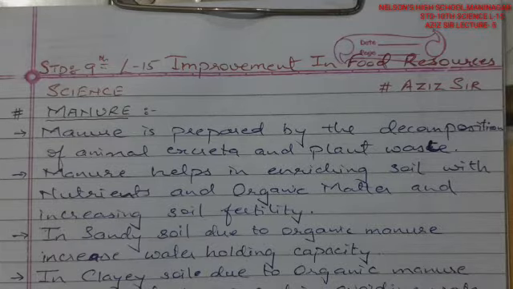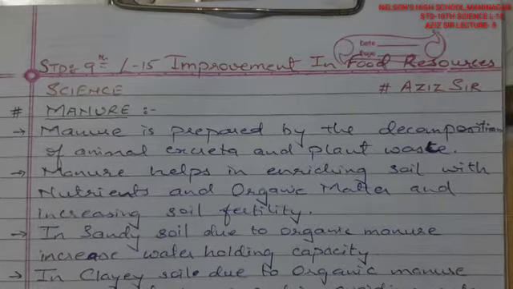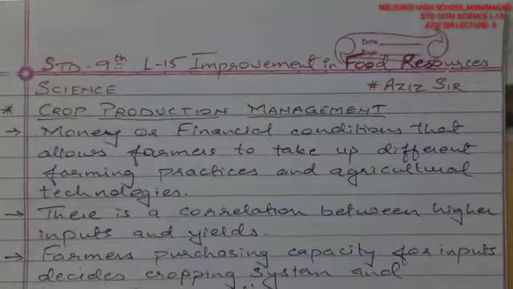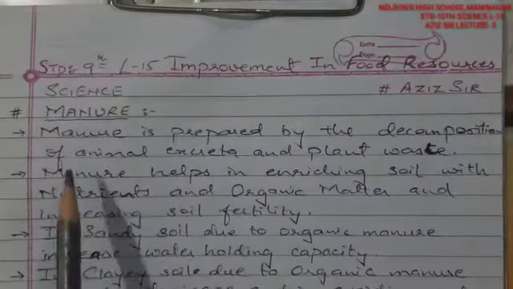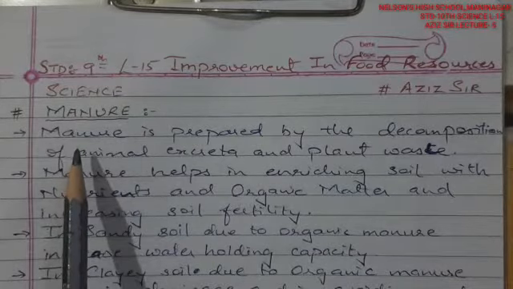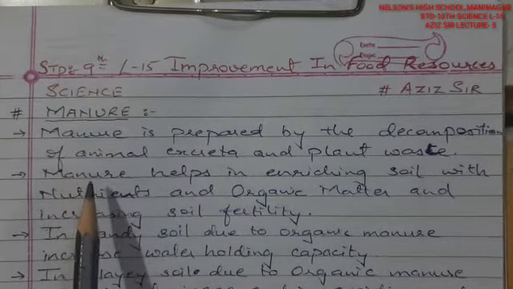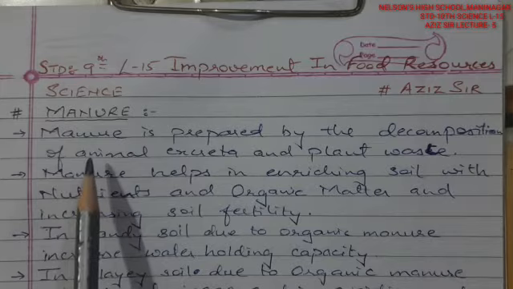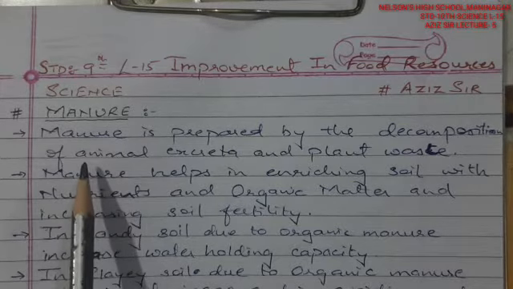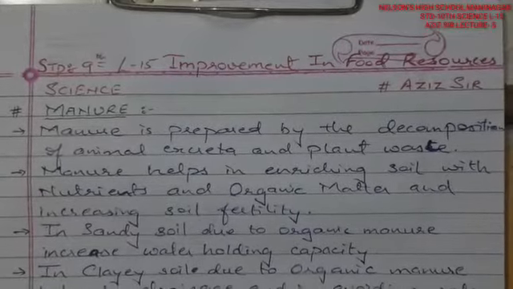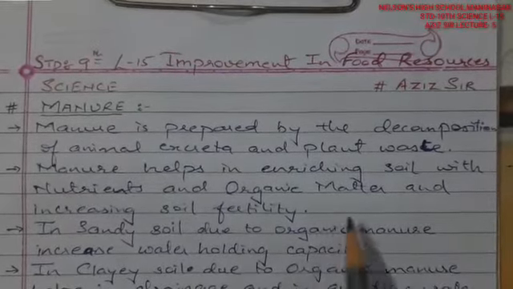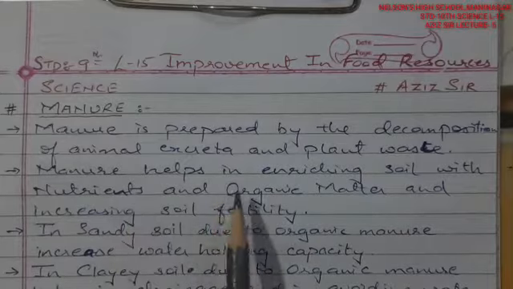Last lecture we understood crop production management, and we started with the topic of nutrients. From nutrients we are going to continue with manure also. So, management includes production with manure. Manure is a prime requirement, and manure is prepared by decomposition of animal excreta and plant waste. So, manure helps, we know it.